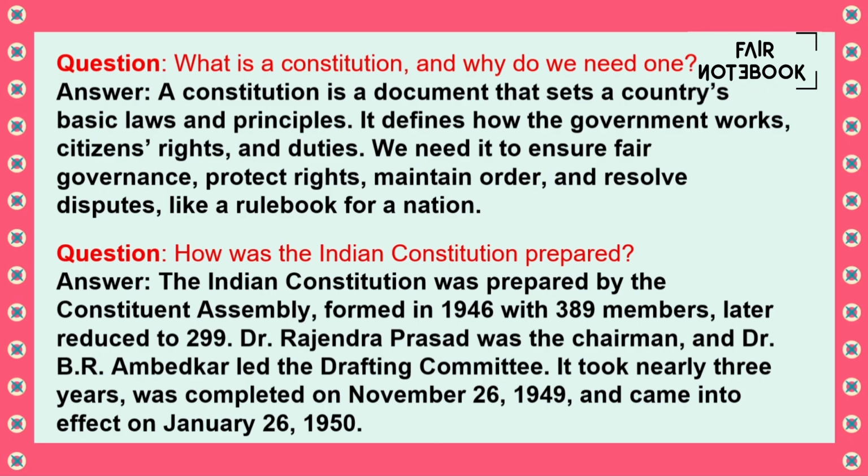Question: how was the Indian Constitution prepared? Answer: the Indian Constitution was prepared by the Constituent Assembly, formed in 1946 with 389 members, later reduced to 299. Dr. Rajendra Prasad was the chairman and Dr. B.R. Ambedkar led the drafting committee. It took nearly 3 years, was completed on November 26, 1949 and came into effect on January 26, 1950.